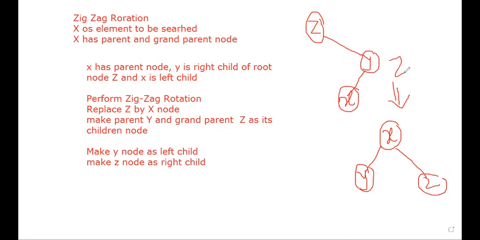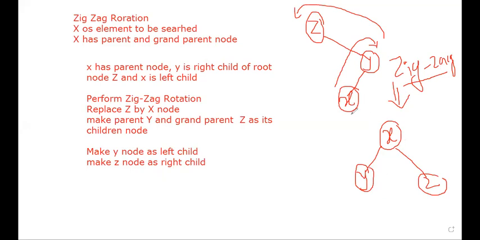So this operation is called the zigzag rotation. As you can see, why is it called zigzag? Because we are doing first a right rotation, then we're performing a left rotation. So these are the two steps. First we're performing the zig rotation. The zig rotation is also called a right rotation, and the zag rotation is called a left rotation. Okay, so these are two steps. It is a zigzag rotation.